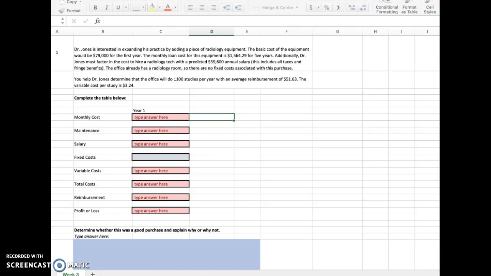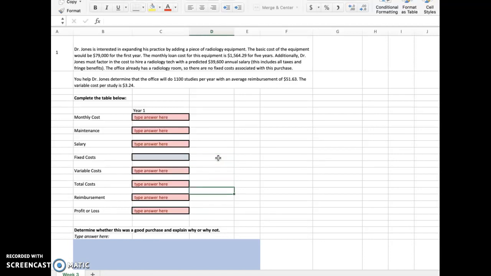So the first thing you're going to do is determine the monthly cost. And we know that the monthly loan cost for the equipment is $1,564.29. So for year one, you're going to want to take that number and multiply it times the number of months in a year. And that will get you the monthly cost. And then I think it's pretty self-explanatory. The fixed costs, basically for this particular problem, there are no fixed costs, so you can just leave that one blank.